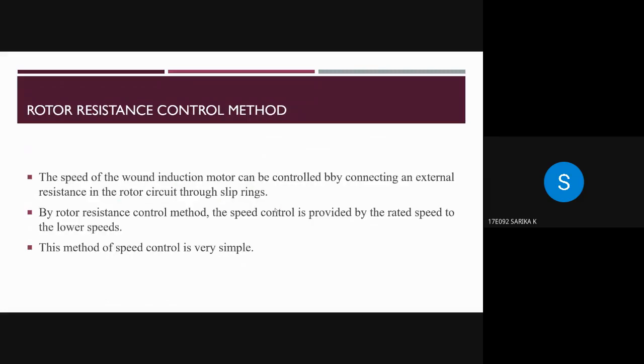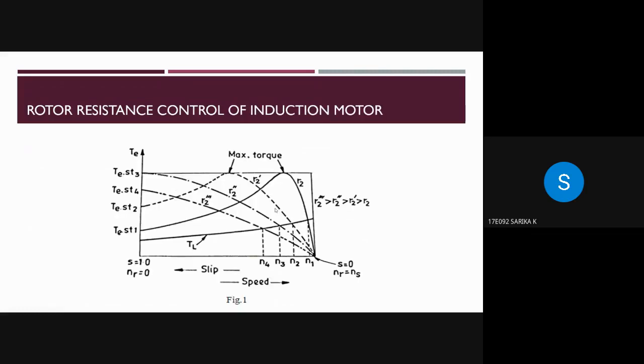The next method is the rotor resistance control method. The speed of the wound induction motor can be controlled by connecting an external resistance in the rotor circuit through slip rings. By the rotor resistance control method, speed control is provided from the rated speed to lower speeds. This method of speed control is very simple. This is a graph representing the control of induction motor by rotor resistance. Maximum torque is achieved here.